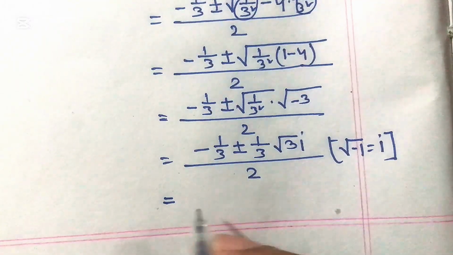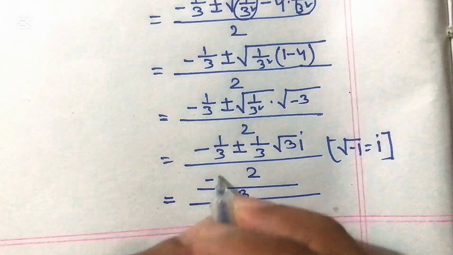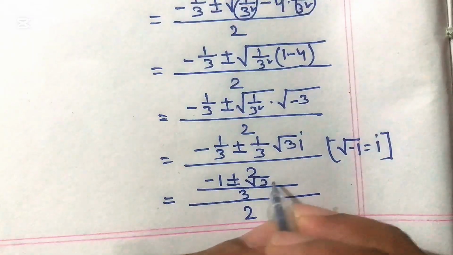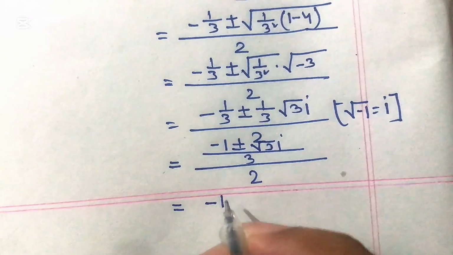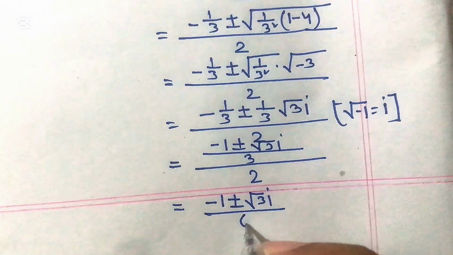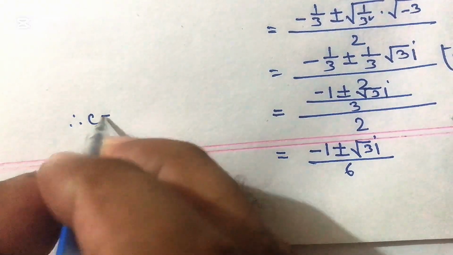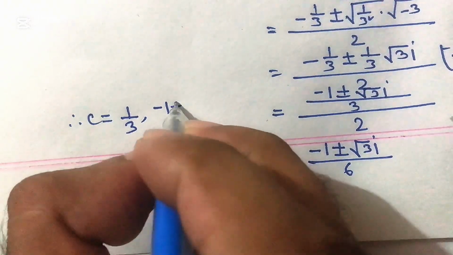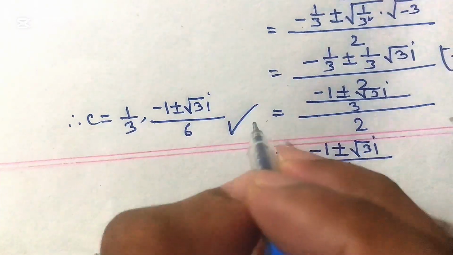So here we can also write (−1 ± √3 i) / 6. So c is equal to 1/3 or (−1 ± √3 i) / 6. That's the final answer.